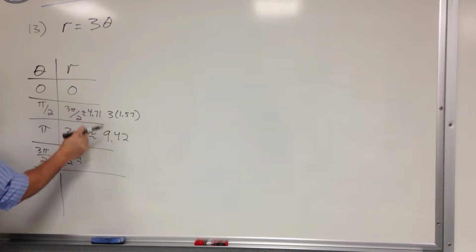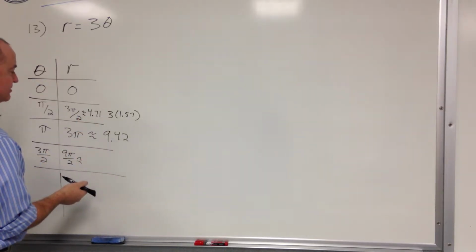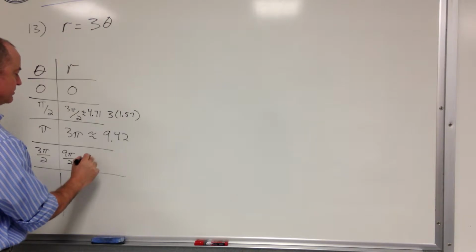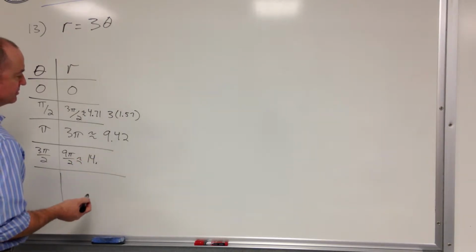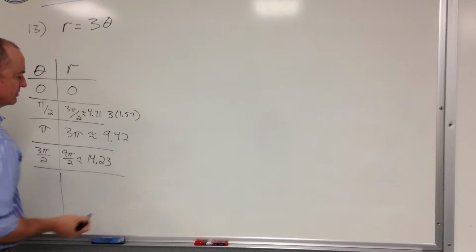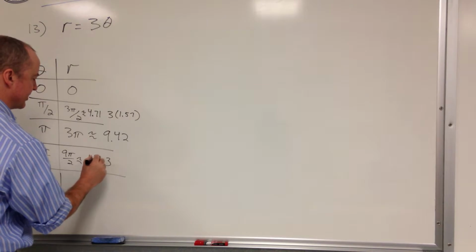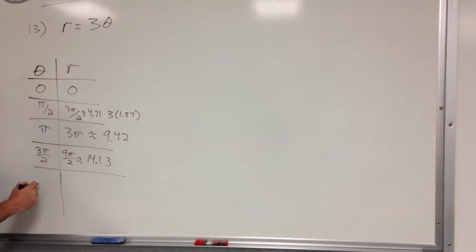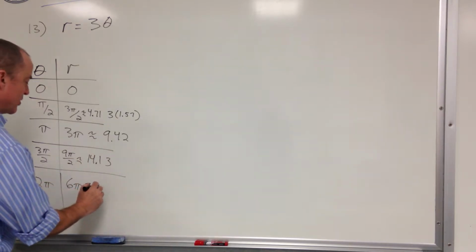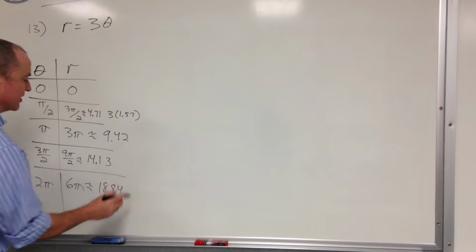3 times 4 would be 12. 3 times the 0.7. We're getting to about 14.23. Is that right? Tripling 4.71? Someone double check me on that. 14.13. Something I knew didn't feel right in my head about that. Okay? And then if we go to 2 pi and we triple that, 6 pi, which is double 9.42. Let's see if I can redeem myself. That's going to be 18.84.